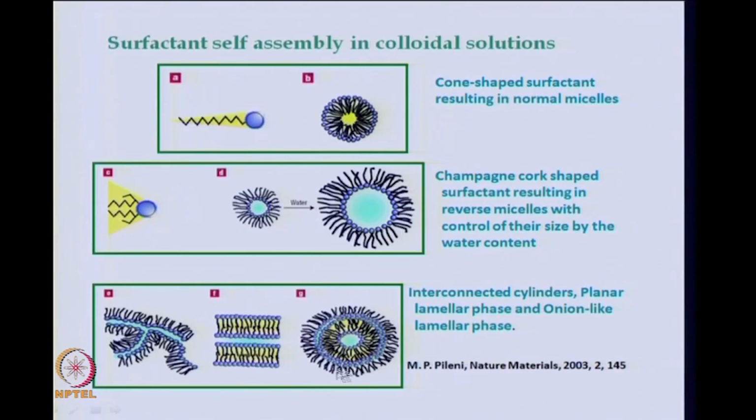You can have more complicated structures which are interconnected cylinders like this, or planar lamellar structures, or onion like structures. That means there is one reverse micelle here, and then there is another organization of surfactant molecules such that you have 2 polar head groups interacting with each other here. So, these are called onion like structures. So, a variety of surfactant aggregates are possible which self assemble themselves under certain conditions in colloidal solutions.